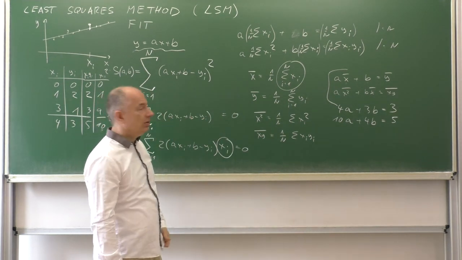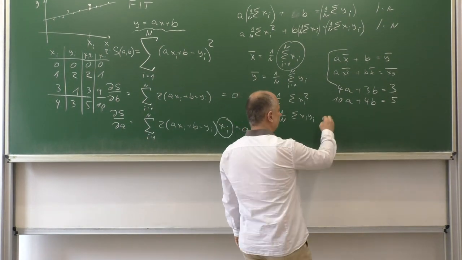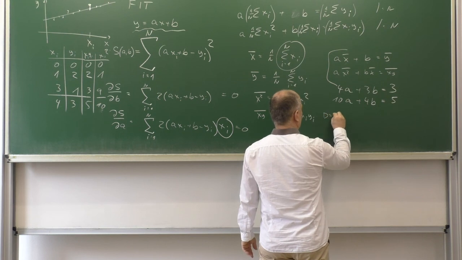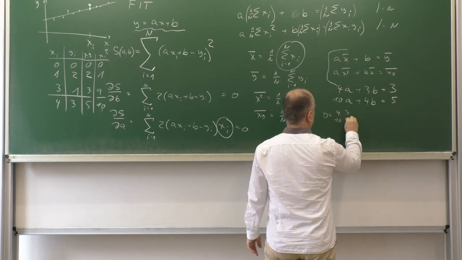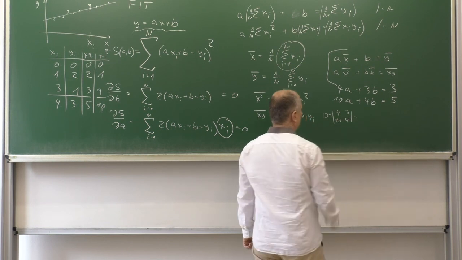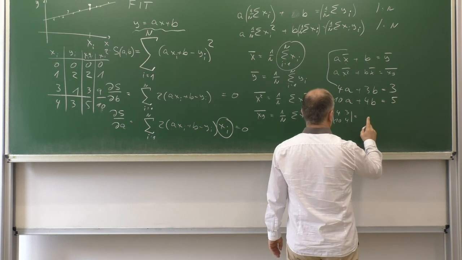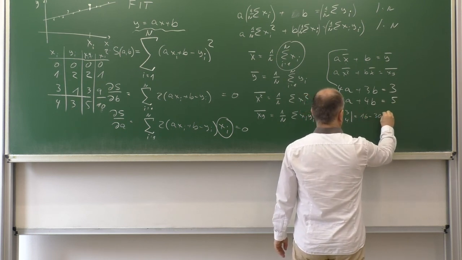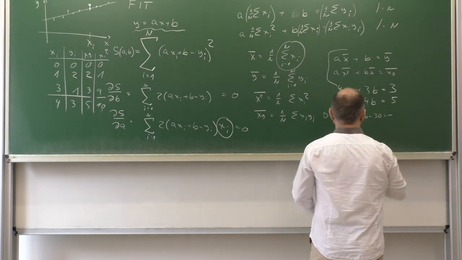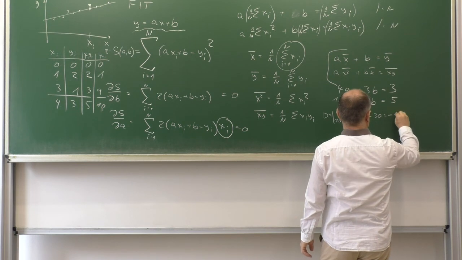Yeah, so we have this system of 2 equations. We can use Cramer's rule. The determinant of the system is 4, 3, 10, 4, which is 16 minus 30, which is minus 14.